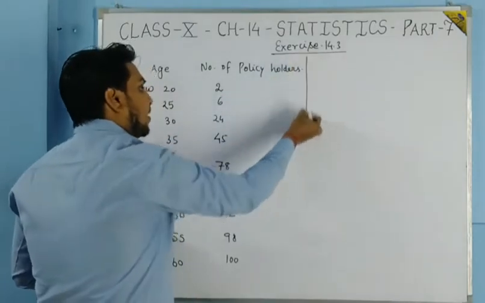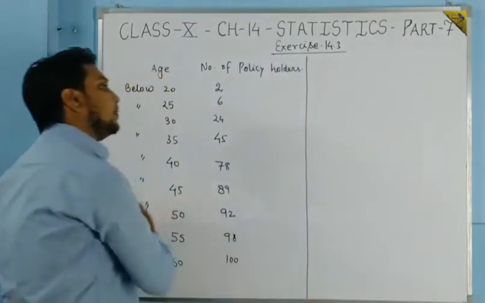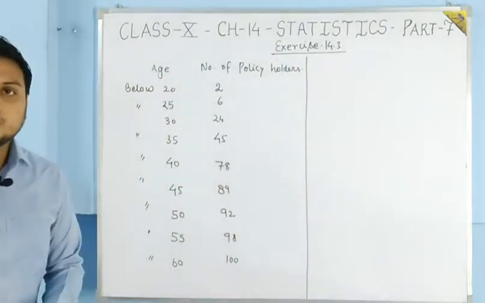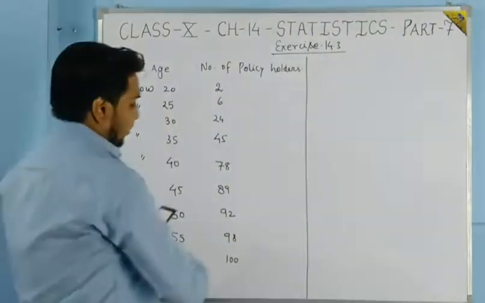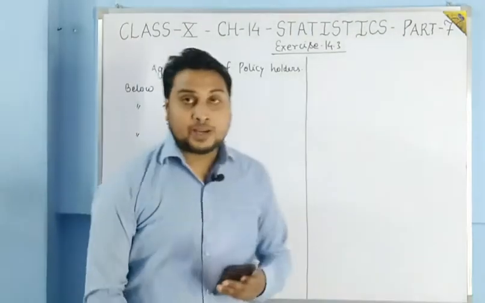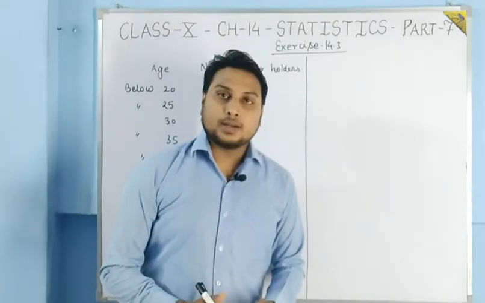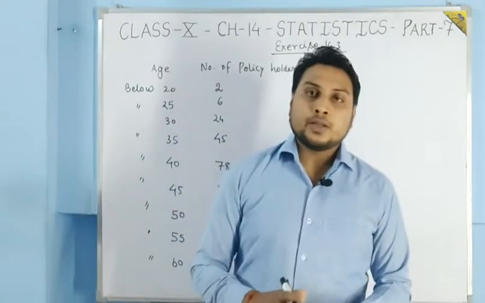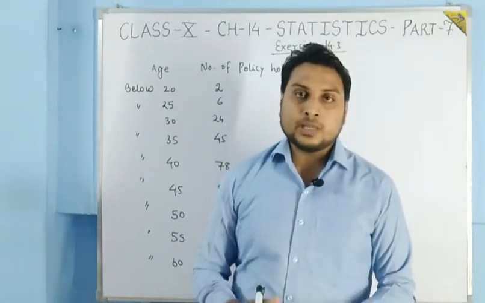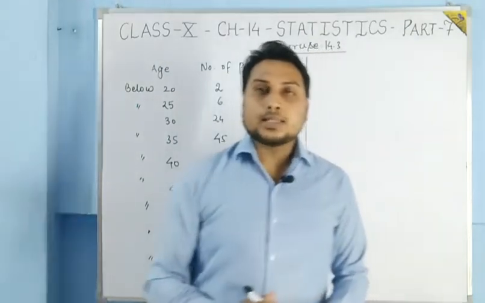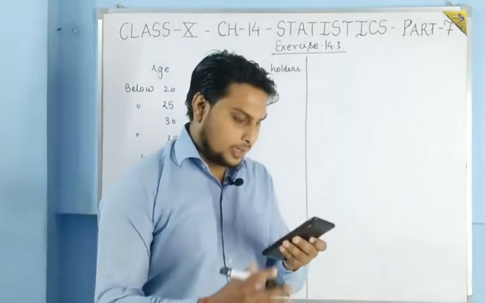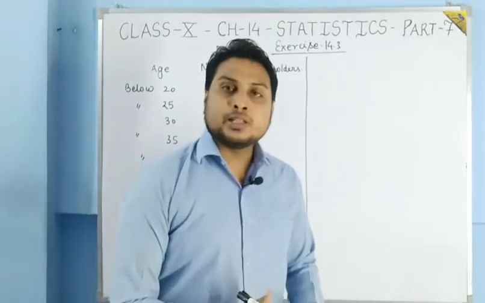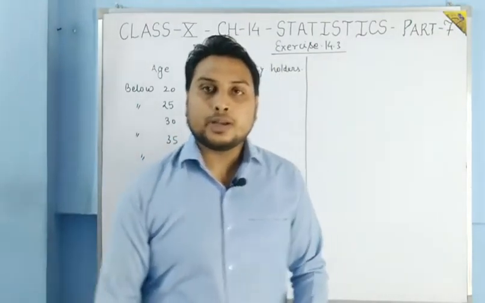100. Okay, students, this table is given in the question. But to solve the question we have to draw another table, and that table should be with class interval. Means we have to decide the class interval, and after that we will write the frequency and then we will write the cumulative frequency.